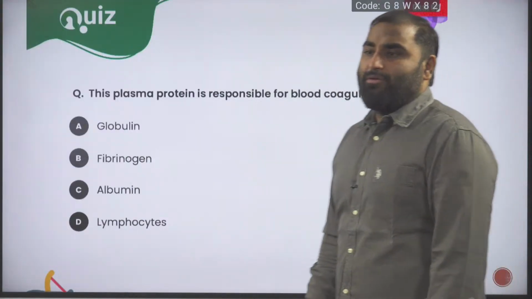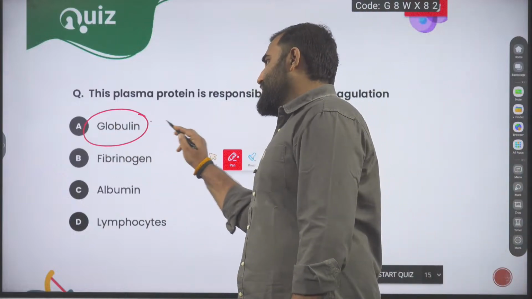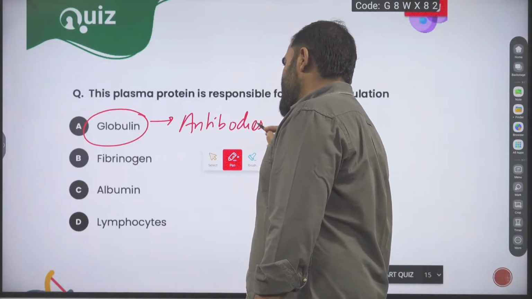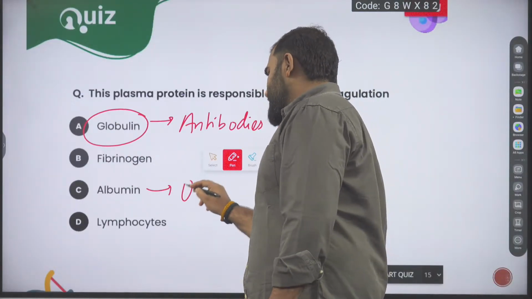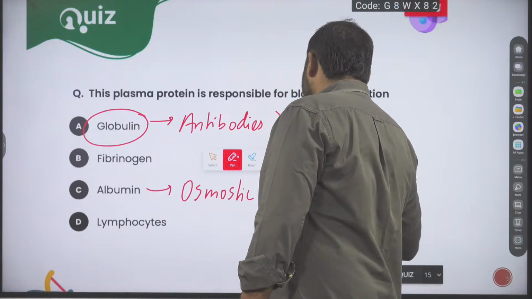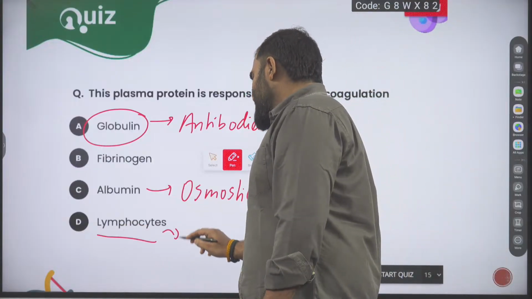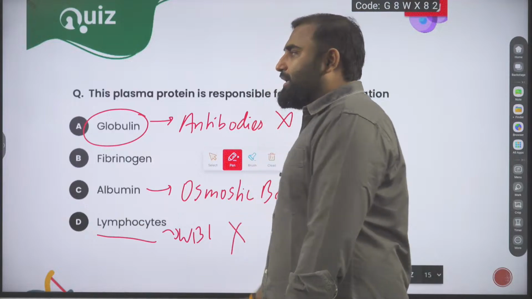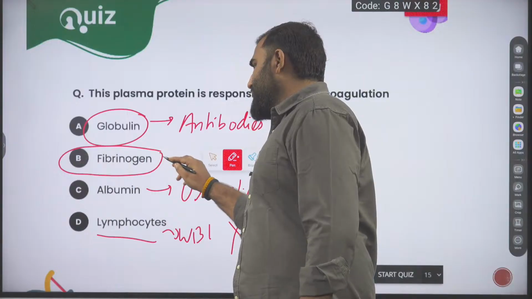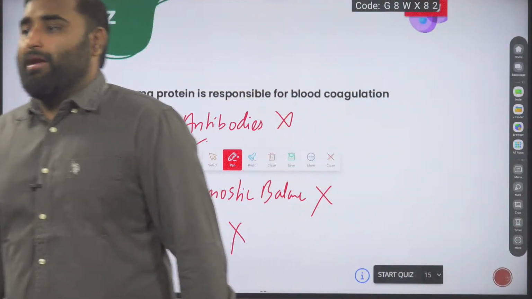Hardly 5 seconds are required for this question. Globulin is also a plasma protein, but that is required for antibodies, the immunoglobulin, so that is not our answer. Albumin is required for osmotic balance, so that is also not responsible for blood coagulation. And lymphocyte is a kind of WBC, not a plasma protein. So only one option is left, option number 2, that is option B, fibrinogen. Fibrinogen is the plasma protein required for blood coagulation.